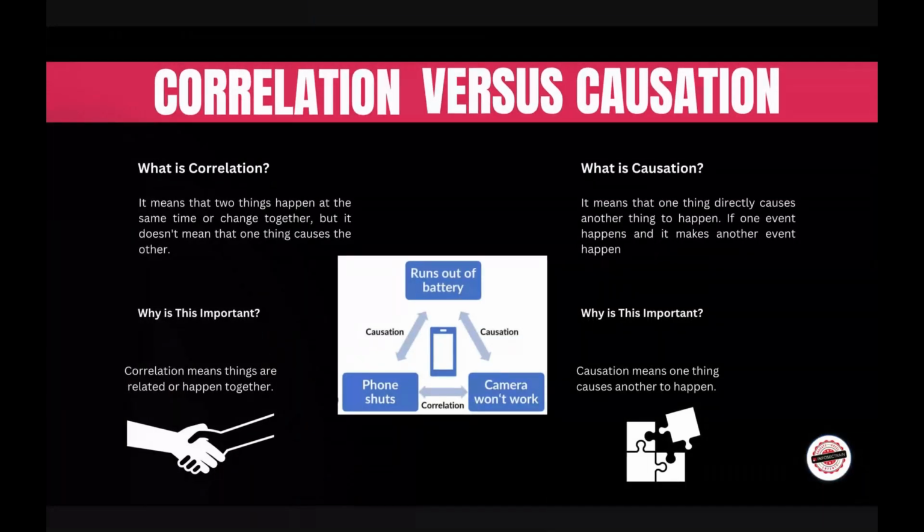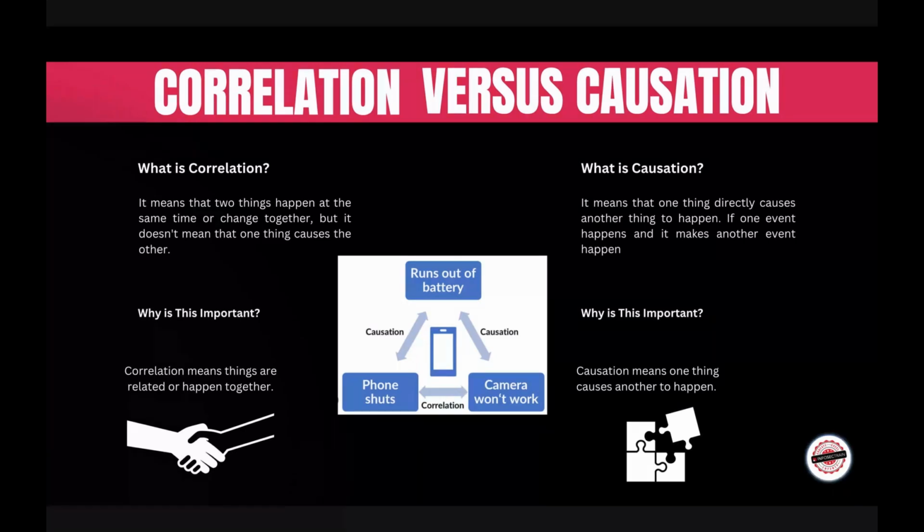Before you go to that image, let's start from the left. What is correlation? There is a very simple definition. You can read it if you want, but let me help you understand it in a very simple way. When two things change together at the same time, but it does not mean that one thing causes the other to change, it is called correlation.